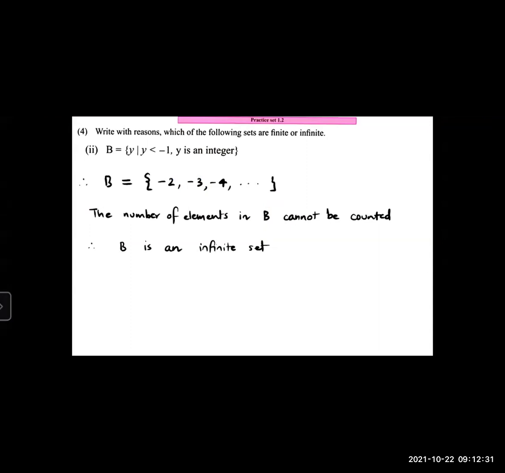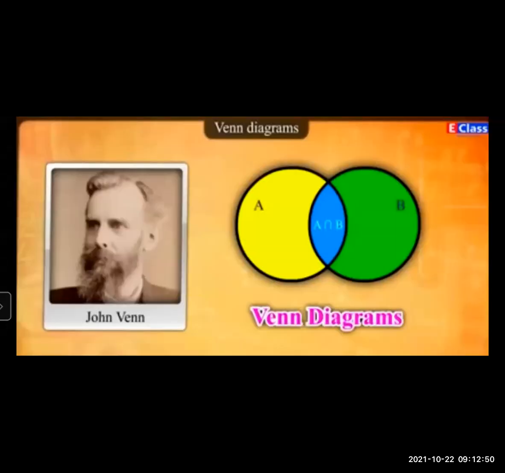Now, on page number 7, you can see the Venn diagram. The definition and introduction of the Venn diagram is there. Then the next topics are subset, universal set, intersection, and union of sets, which we have to do. So let's start with the Venn diagram.